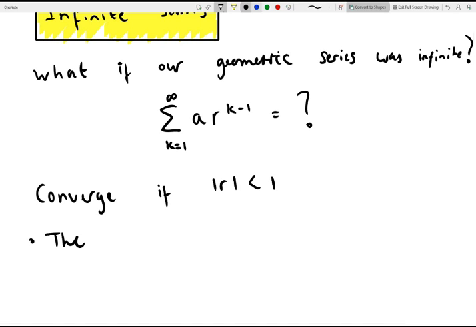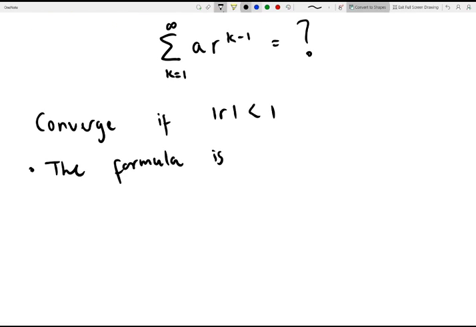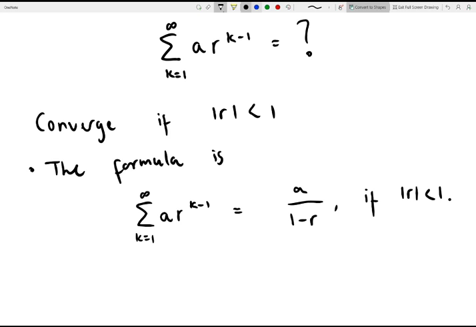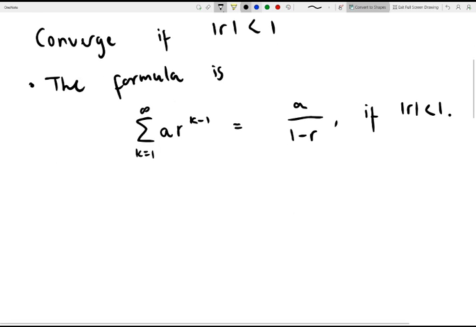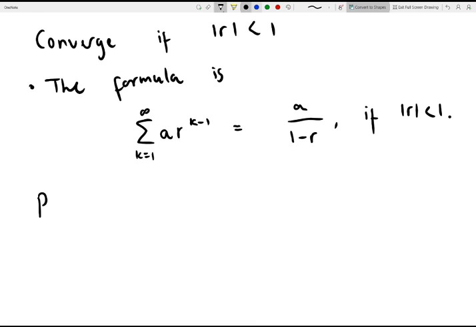Okay, and the formula is the following. So again, this sum from k is 1 to infinity of a times r to the power of k minus 1 is equal to a all over 1 minus r. But remember, this is only if the modulus of r is less than 1, which is really important. And why is this true? Let's look at the proof.